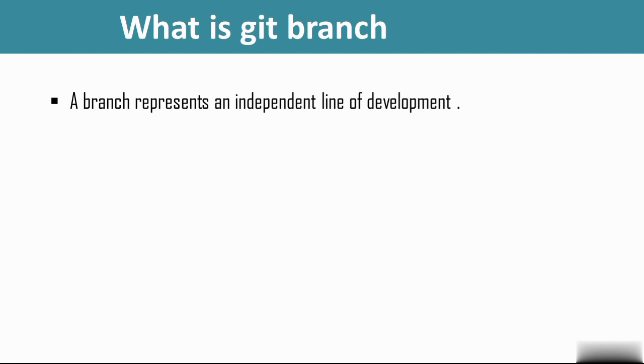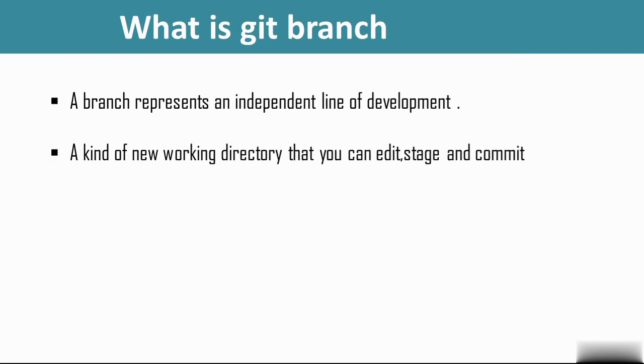So that's basically what a branch is used for, an independent line of development. You don't want to commit your changes to the main branch. Hence, you create several branches and serve them as different lines of development. You can look at a branch as a kind of new working directory that you can edit, stage, and commit.